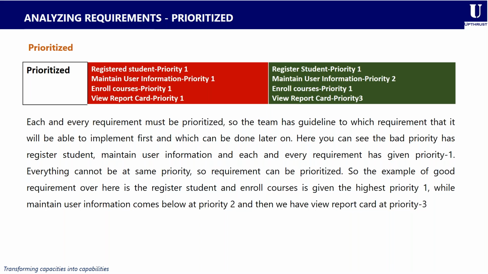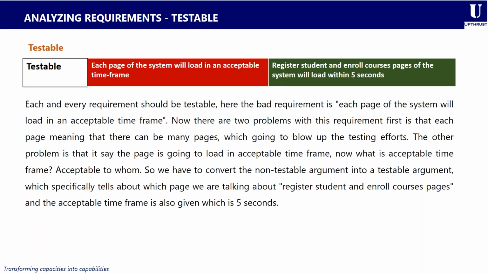Now, the last one, which is your requirement being testable. So every requirement should be testable. And in the bad requirement, we have it that each page of the system will load in an acceptable time frame. And the problem with it is that the page, meaning that there can be many pages, which is going to blow up the testing effort. And the other problem is that you talk about the page going to load in an acceptable time frame. Now, what exactly is the acceptable time frame? And how can you define acceptable? Who is it acceptable to?